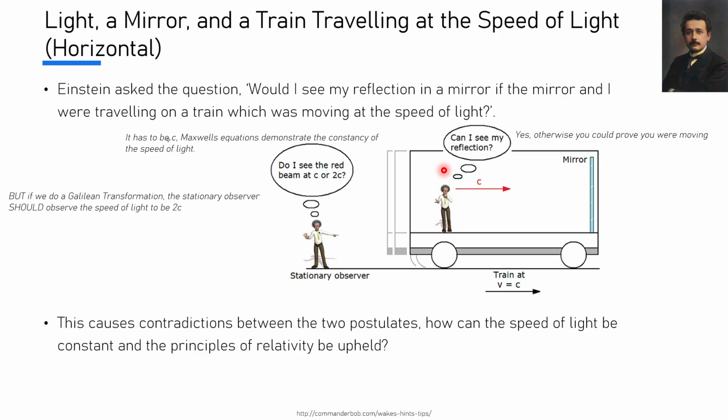Except for Maxwell's equations to be correct, the speed of light must always be constant. So the answer here is it has to be C. Both observers observe the light traveling at the speed of light according to Maxwell's equations. And this is where we start to see contradictions between the two postulates. How can the speed of light be constant and the principles of relativity be upheld? And it's this contradiction which is solved by Einstein's theory of special relativity.